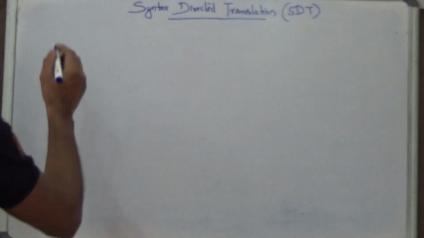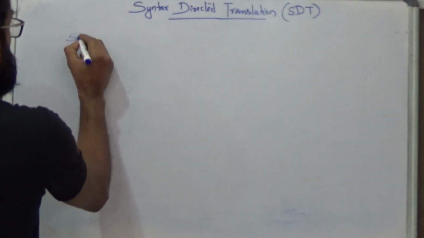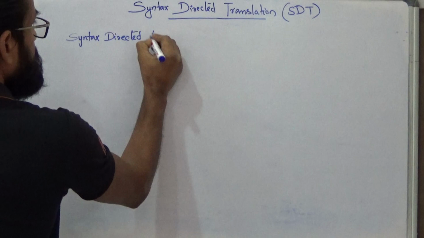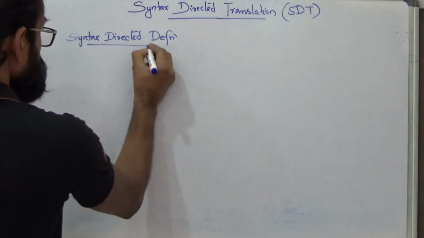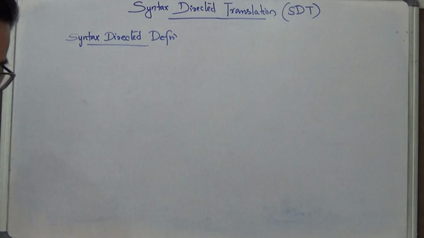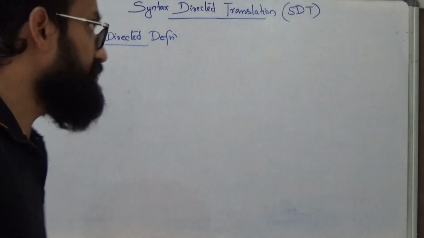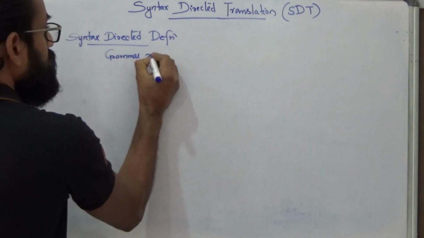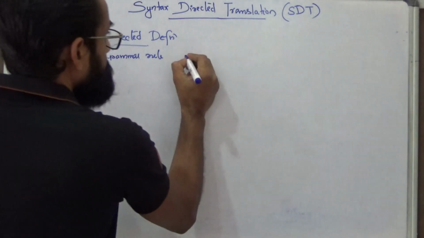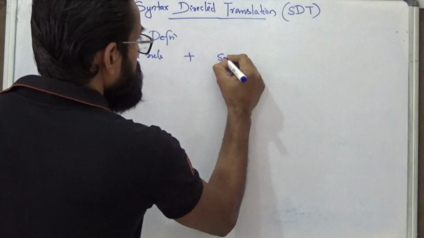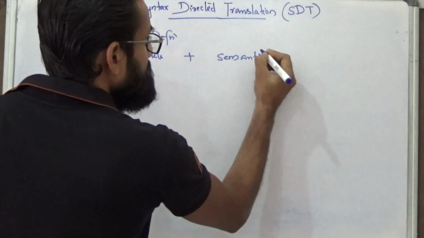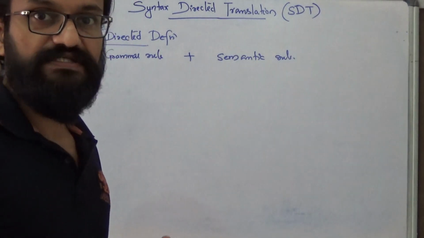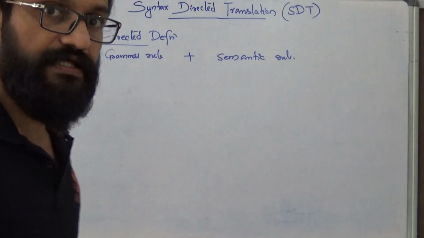So let me explain syntax directed definition. What do you mean by syntax directed definition? Syntax directed definition is nothing but the grammar rule or the production plus semantic rule. That is, you have to associate one or more semantic rules to each production in the grammar.